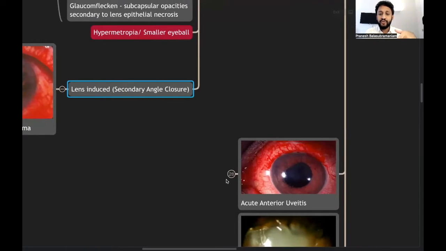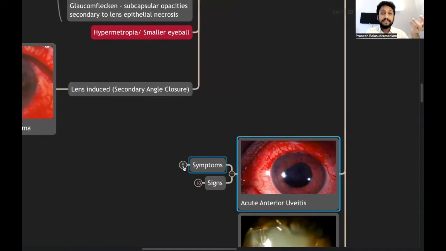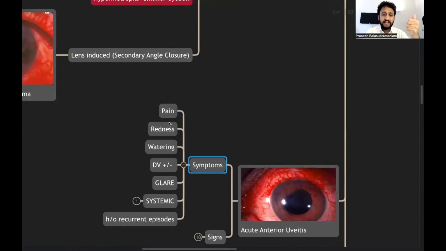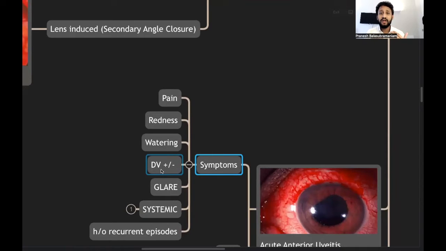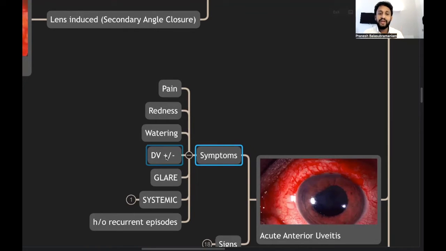the acute anterior uveitis. What symptoms will you ask about in these patients? The patients will have pain, redness, watering. There's going to be defective vision, which is plus or minus. Sometimes you may see patients with less defective vision as well. But for all practical purposes, consider uveitis in acute red eye with defective vision. Glare is an important symptom. It's a symptom we saw not just in uveitis, but also in keratitis. So with any involvement of the cornea, exposure of corneal nerves, or an intense anterior chamber reaction, inflammation, you can expect glare.